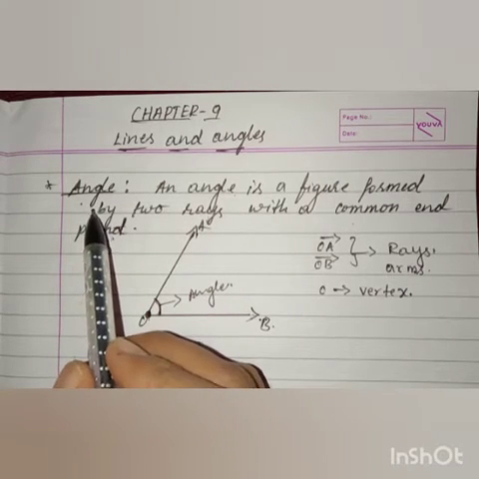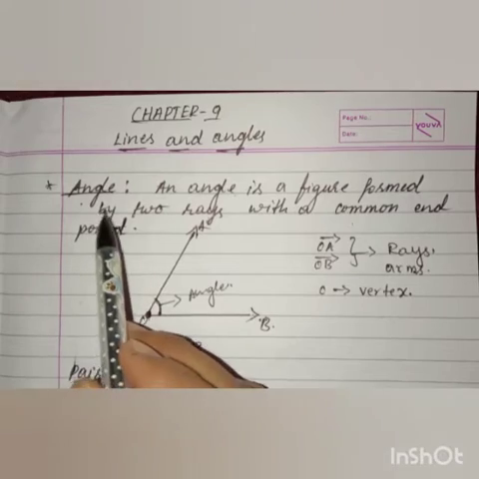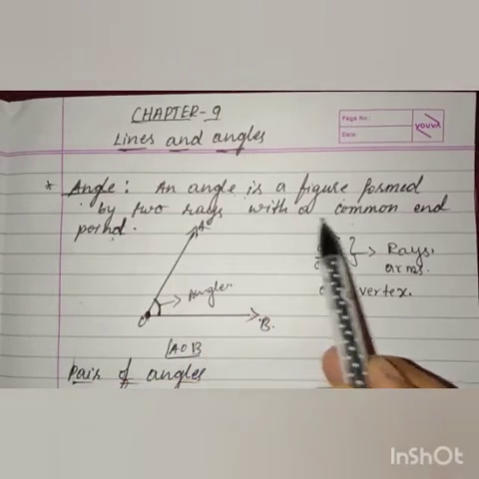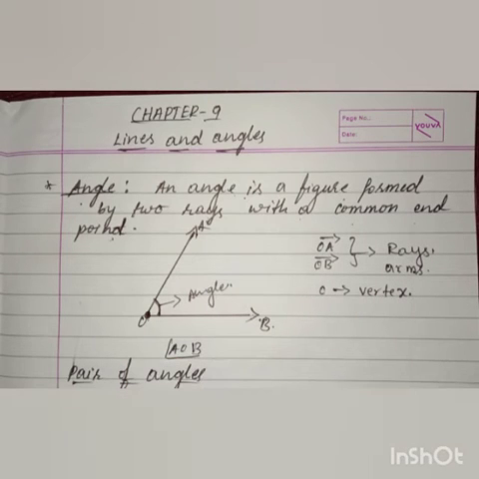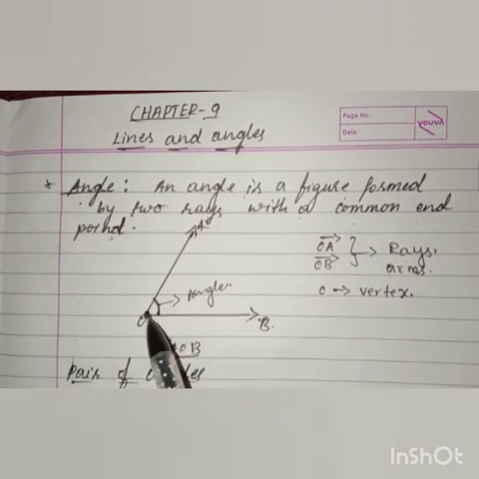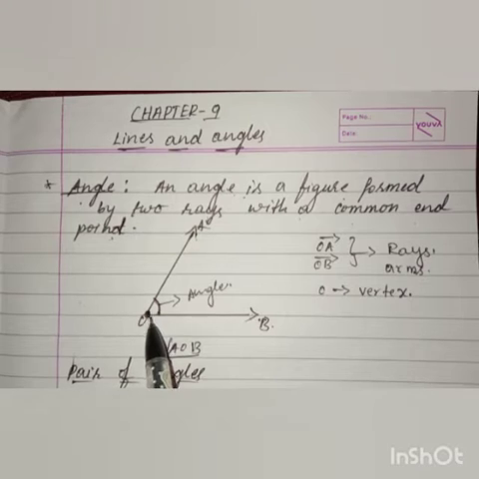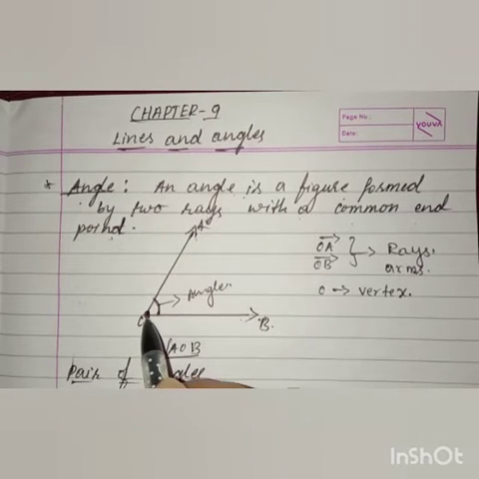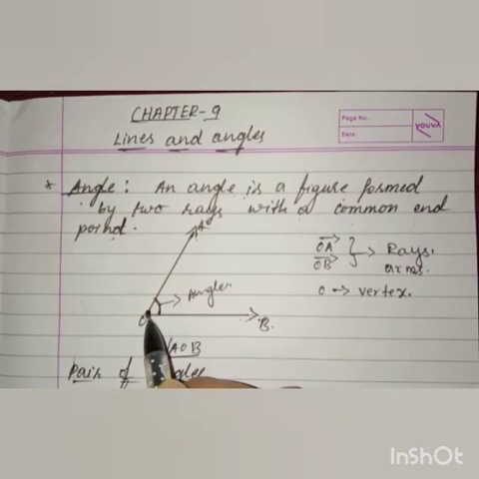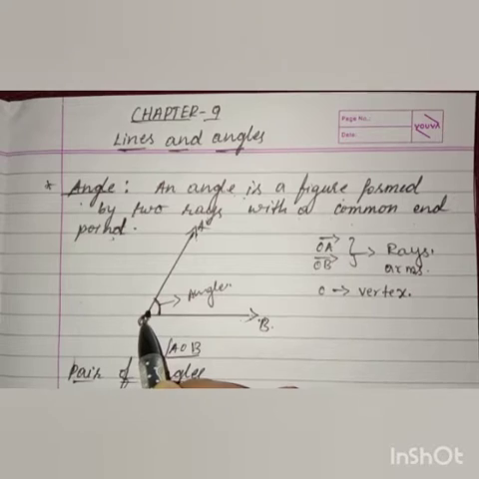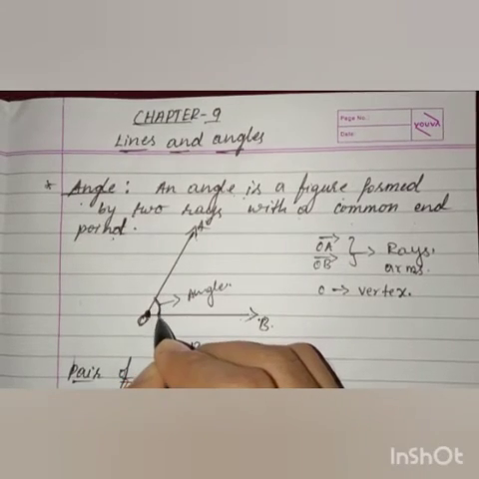The first definition is angle. An angle is a figure formed by two rays with a common end point. Look at the figure here. Here are two rays. Which are the two rays? OA and OB, right? OA and OB have a common end point. Which is the common end point? At O. So here the angle is formed.